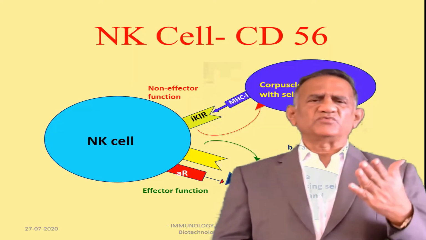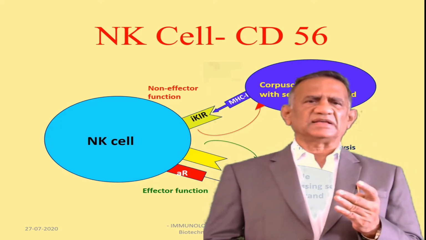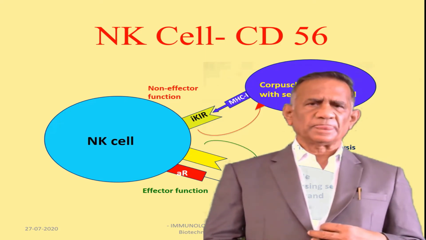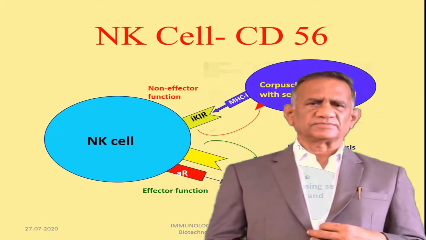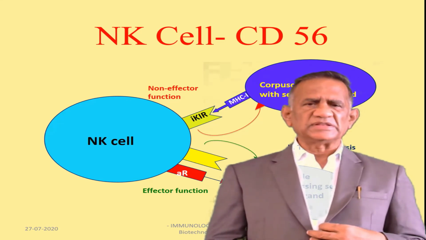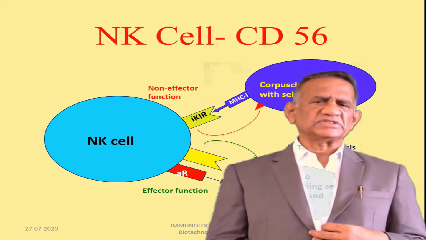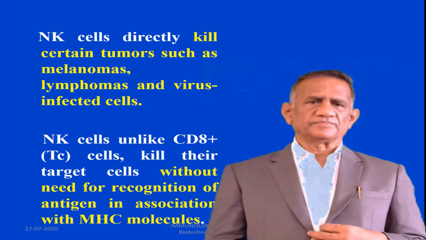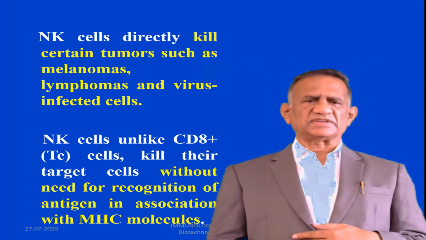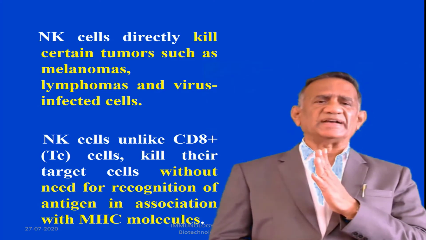So now the other lymphocyte. Hitherto we have seen the B cell, hitherto we have seen the T cell, now the last lymphocyte is the NK cell, natural killer cell, which has the CD marker 56. Natural killer cells do not cause lysis of the cells which have MHC class I ligand molecule. But those cells where there is a missing self component, missing self MHC molecules, such types of cells are being lysed. Now, natural killer cells directly kill certain tumor cells such as melanoma cells, lymphomas, and virus infected cells.